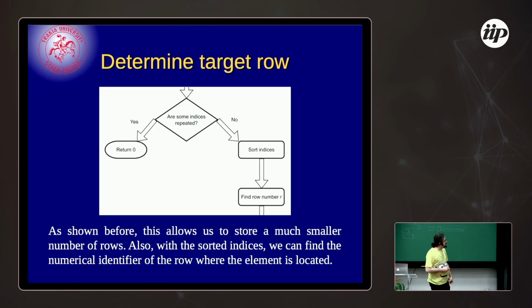the number. How do we find the number of the row? By taking the first k minus 1 indices and plugging them in the previous formula, the one that I showed you before, with the numbers in base 10, numbers in base n. So that tells us the number of the row that we're trying to address.